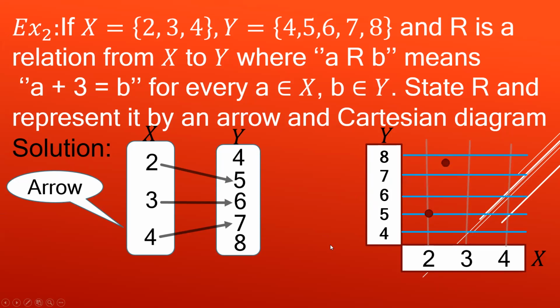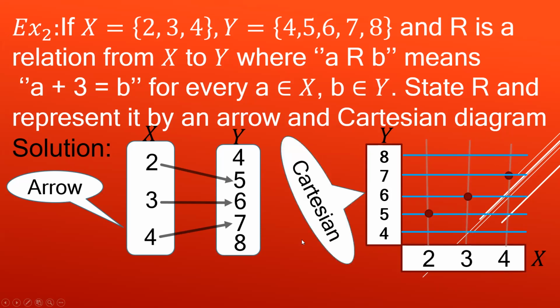And then 3 to 6. If I add 3 to 3, the result is going to be 6. So its location is up here. And the third ordered pair, or the last ordered pair, is 4 to 7, because if I add 3 to 4, the result is going to be 7. And its location is up here. And this is the Cartesian diagram.